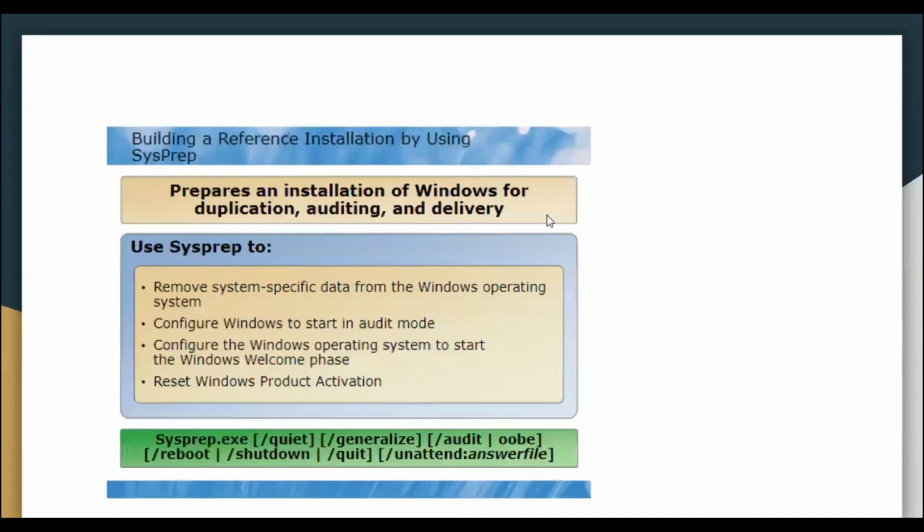So, building a reference installation by using Sysprep. It prepares an installation of Windows for duplication, auditing, and delivery. Use Sysprep to first remove system-specific data from the Windows operating system. Second, configure Windows to start in audit mode. Third, configure the Windows operating system to start the Windows Welcome page. And fourth, reset Windows product activation.